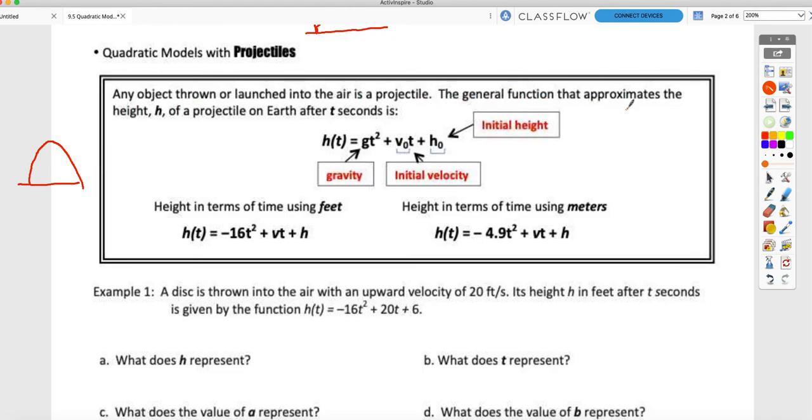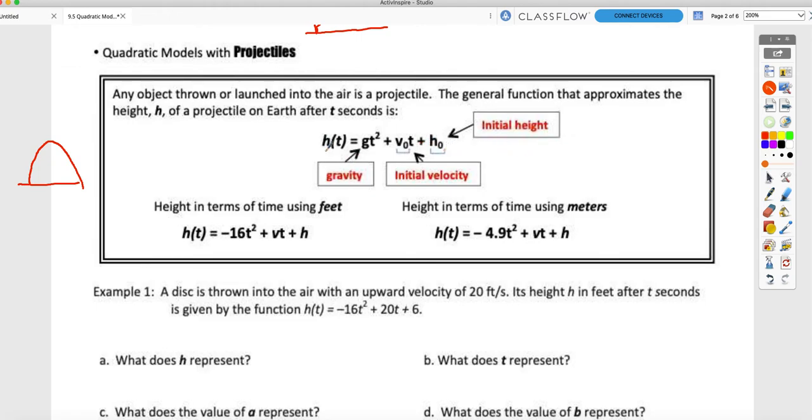The general function that approximates the height h of a projectile on Earth after t seconds is h(t) = gt² + v₀t + h₀.